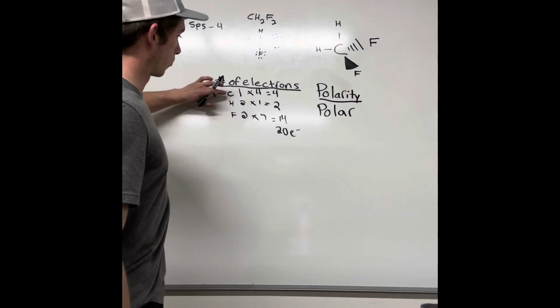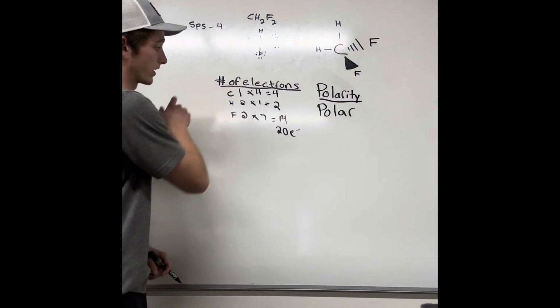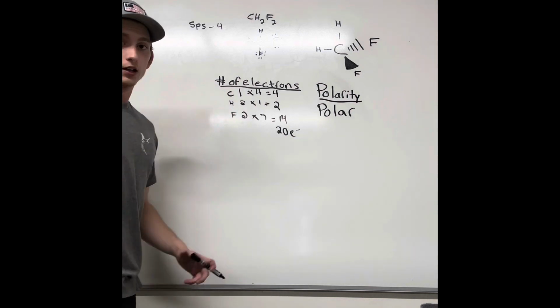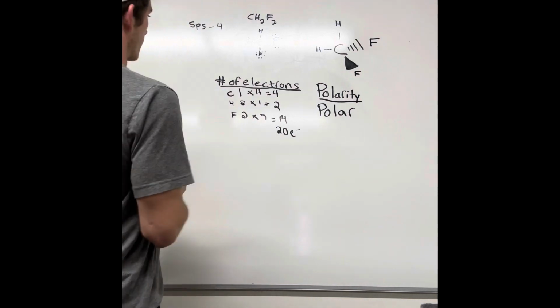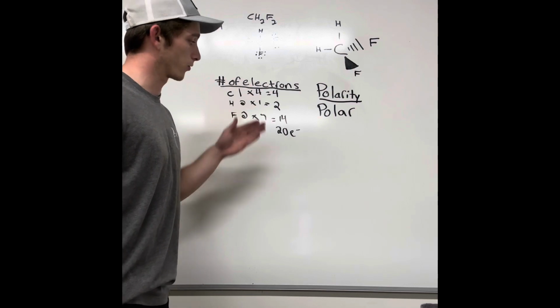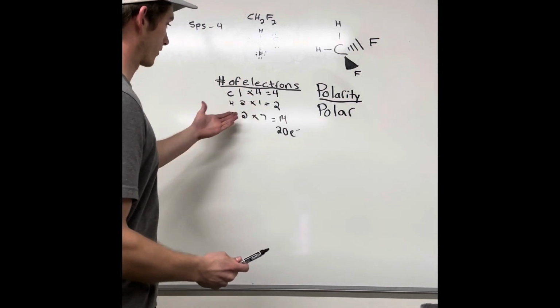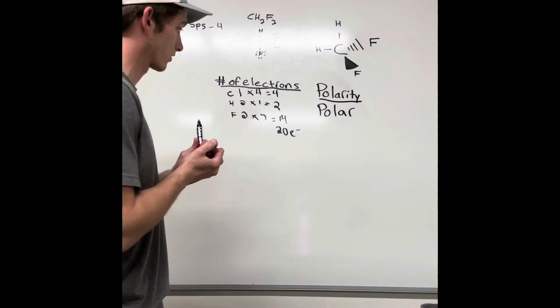So we have 1 carbon, 2 hydrogen, 2 fluorine, and we multiply those numbers by the ideal valence electrons. The ideal number of valence electrons in the elements, so we have 4, 2, and 14 as our total after multiplying, and we add those up together to get 20 valence electrons in total.